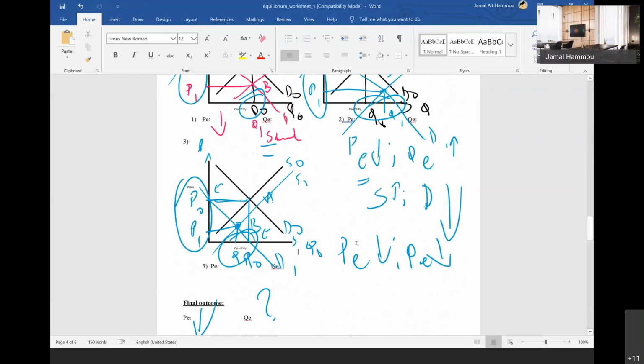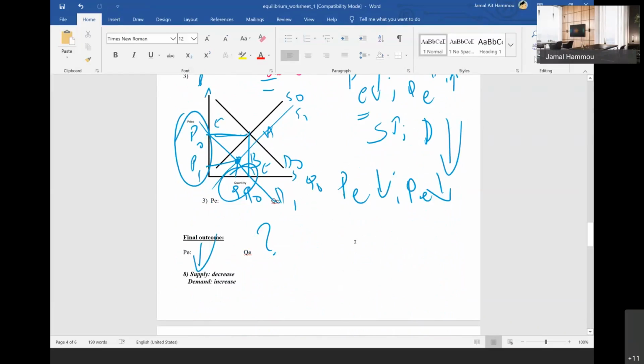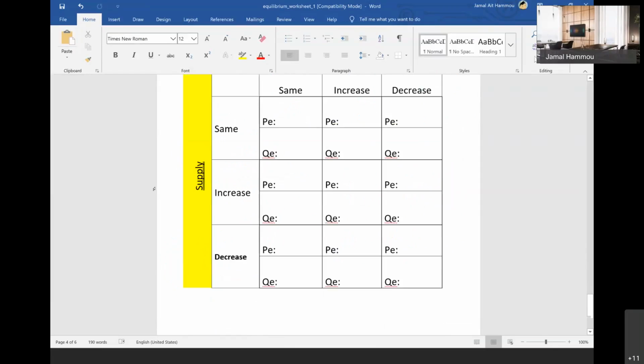So one thing you have to remember: if the supply and demand are moving in the opposite direction, we will figure out what happened to the price, but we will not be able to determine what happened to the quantity. Okay, so that's the idea behind all this stuff. So you have another case here, and then you're able to fill this table here.